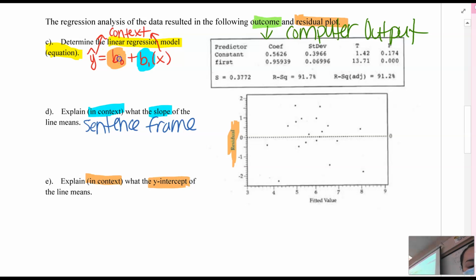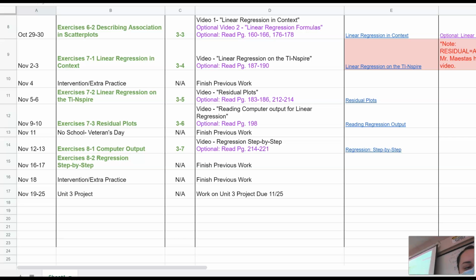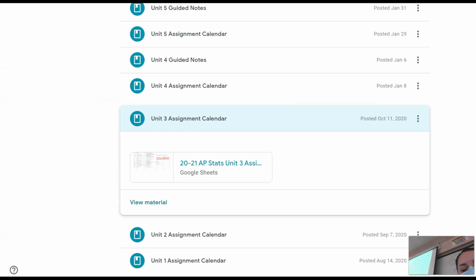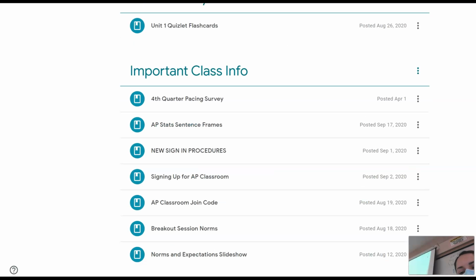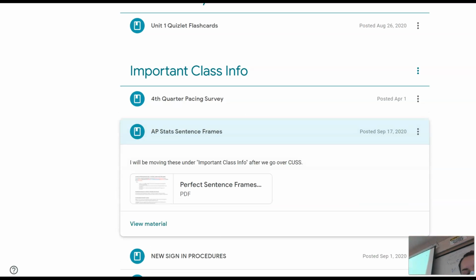And then in part E, you're explaining in context what the y-intercept is. So the y-intercept is the B0. Use the sentence frame to talk about the slope and the y-intercept. So again, the sentence frames, if you go all the way at the bottom of the classwork tab, under important class info, you can find right here AP Stats sentence frames. And that's where the slope and the y-intercept sentence frames are, okay?